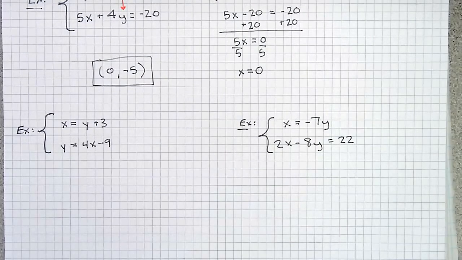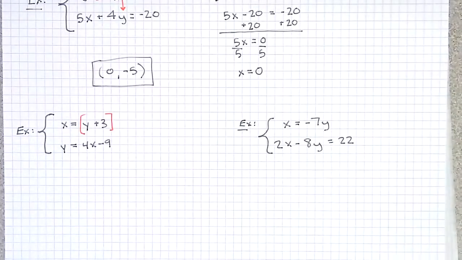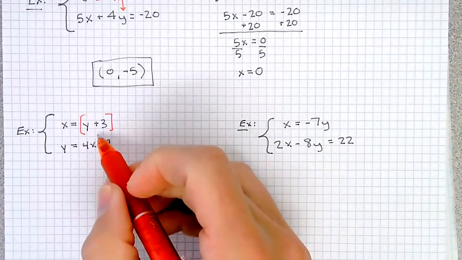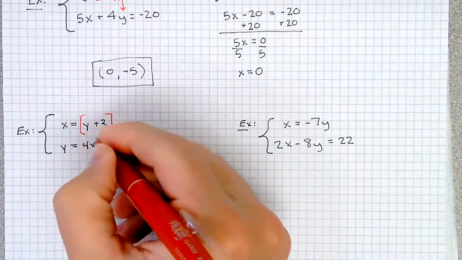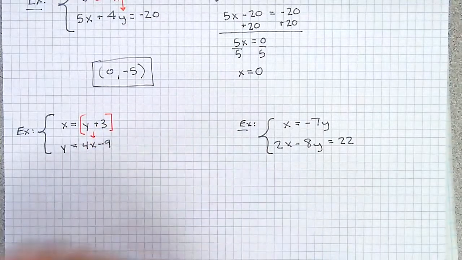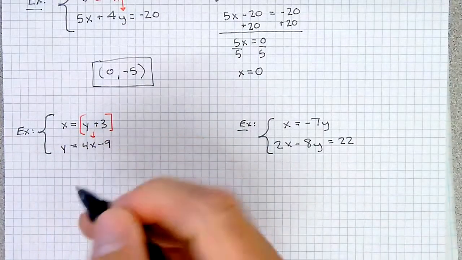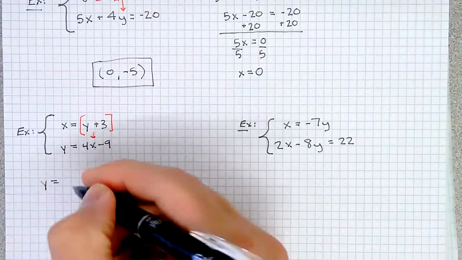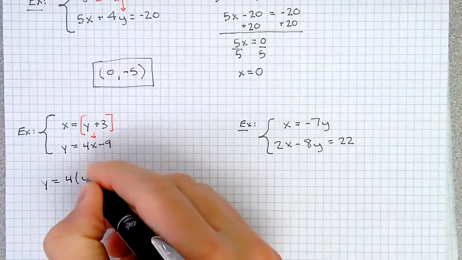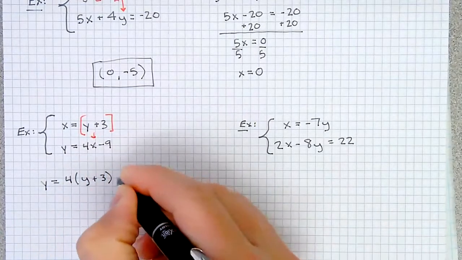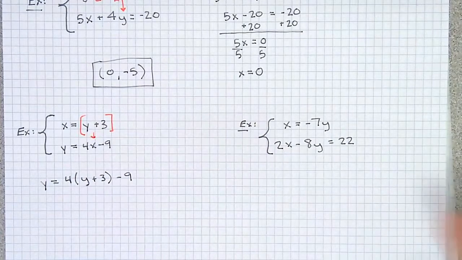All right, so the first one here, you got x equals y plus 3. Then you have y equals 4x minus 9. So we're going to take this part, y plus 3, and plug it in for this x right here. A lot of people kind of forgot to rewrite the y part. So y equals 4 times y plus 3 minus 9.